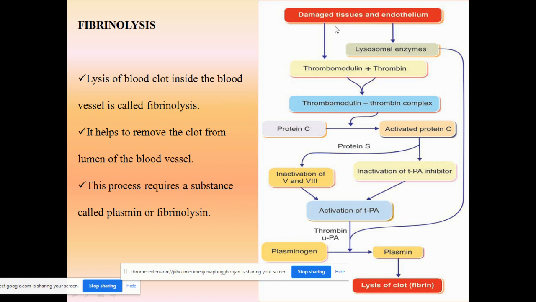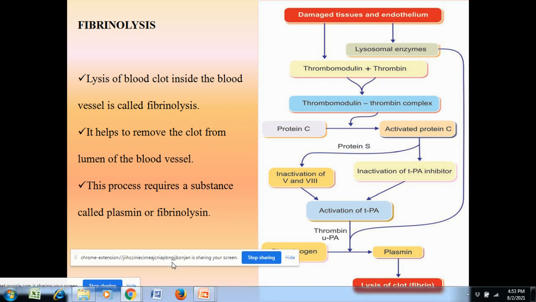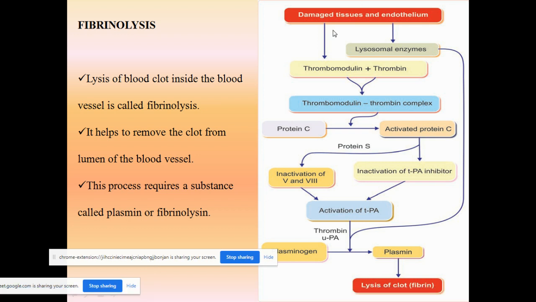So how is this formed? You can see from the right hand side, just follow the diagram. Okay, there is damage in the tissue and the endothelium is exposed, damaged. So when there is damage, what happens? It will secrete a lot of things. First it will secrete some lysosomal enzymes. It will also secrete thrombomodulin and thrombin. We have seen how thrombin is formed. How is prothrombin activator formed? We saw both by the intrinsic and the extrinsic pathway.